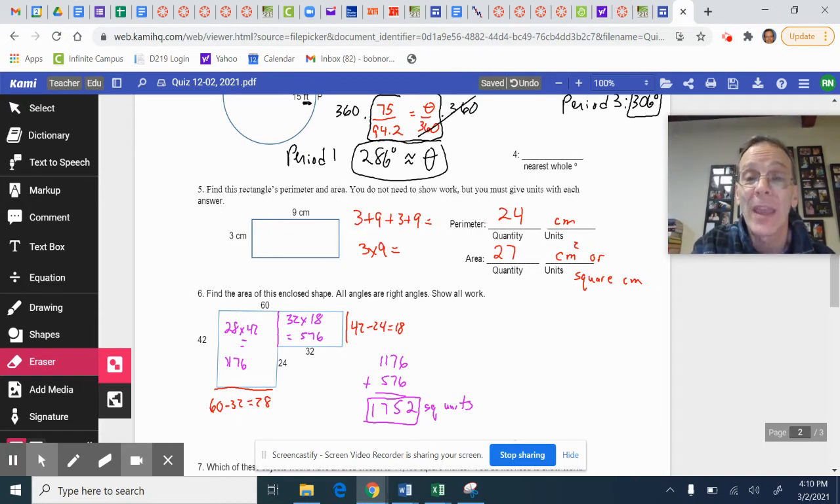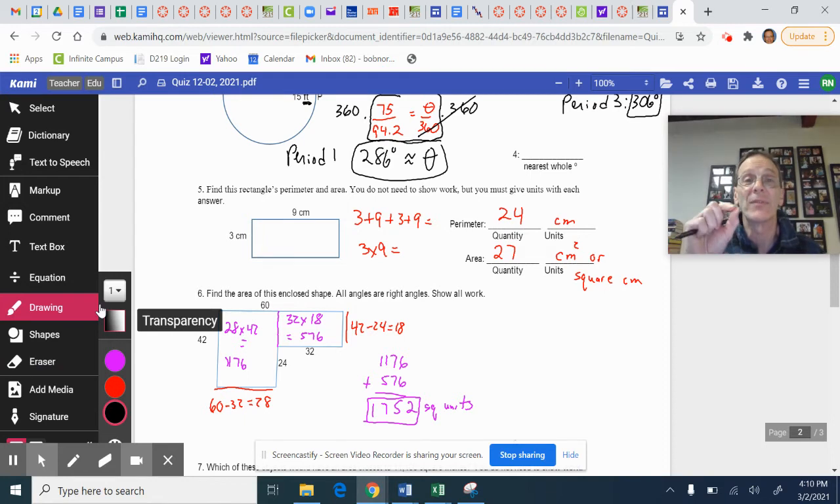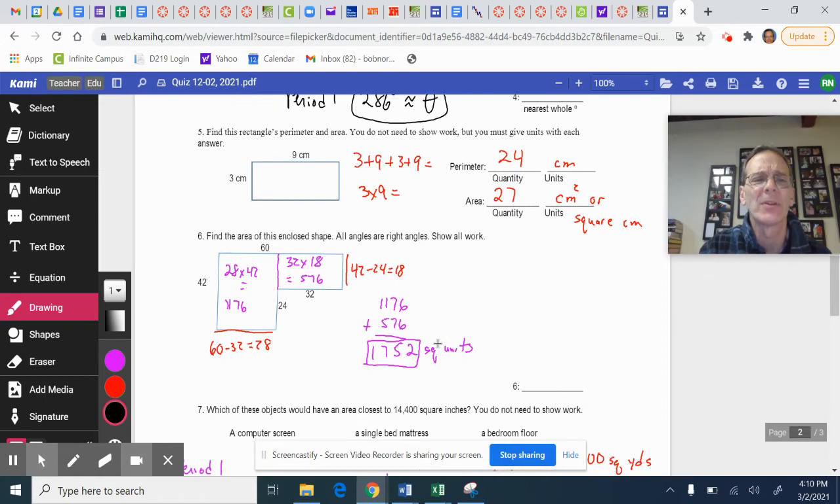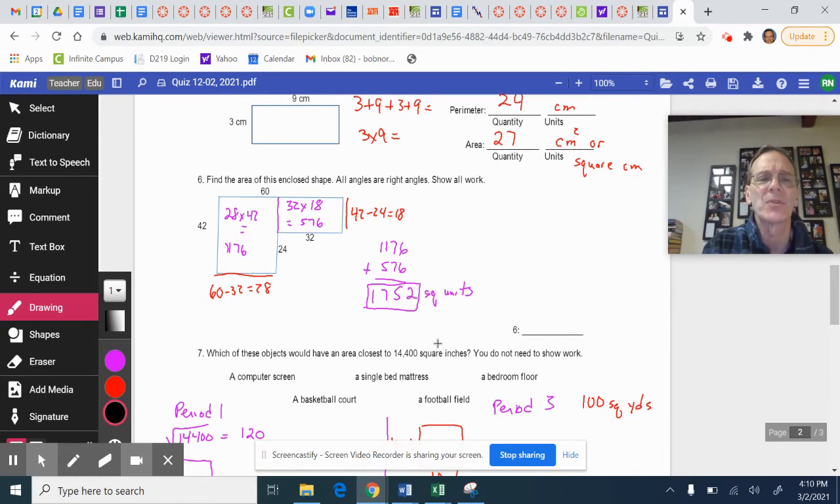Okay. Number 5, almost nobody got the numbers wrong, but a lot of people did not write square centimeters for the area. Listen, folks, area is always square units of some kind. And I don't care if you write it centimeters to the second power, or if you write the word square, or even the abbreviation SQ, but you cannot just write centimeters. That's plain wrong.